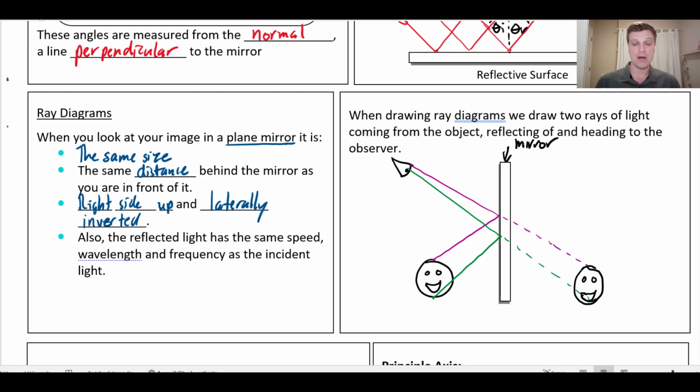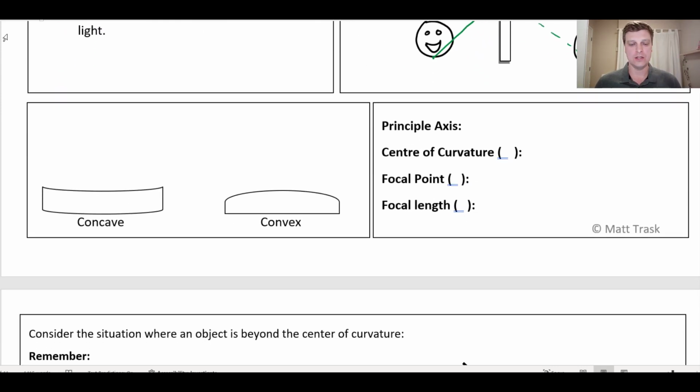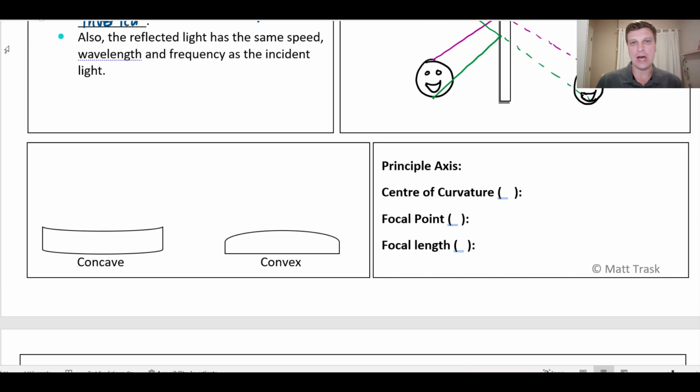And you can see this image is upright, it's the same size, it's laterally inverted, if you could tell that from my picture, and so on. So really where this is going to be useful is in understanding curved mirrors and how reflections work from those things. So the first thing to recognize, there's two kinds of curvatures.